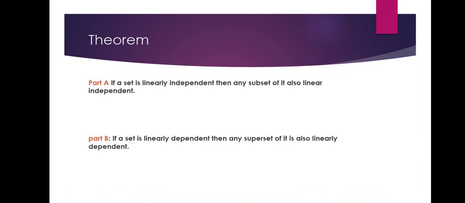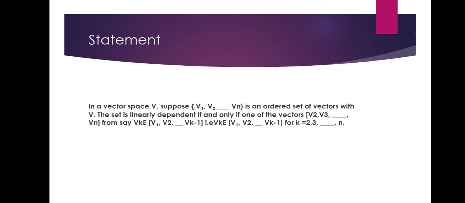Statement of this theorem. In a vector space V, suppose v1, v2, ..., vn is an ordered set of vectors in V. The set is linearly dependent if and only if one of the vectors v2, v3, ..., vn, say vk, belongs to the span of v1, v2, ..., vk-1, that is, vk belongs to span{v1, v2, ..., vk-1} for k = 2, 3, ..., n.